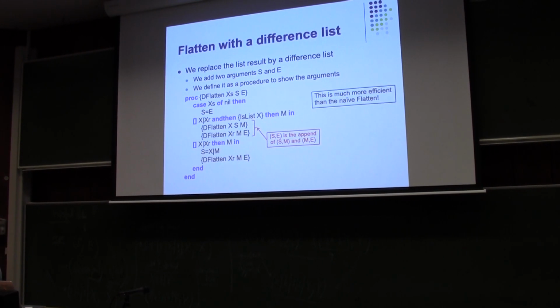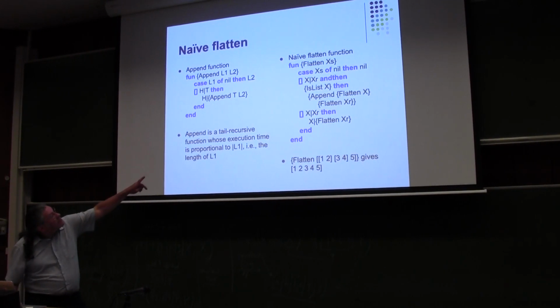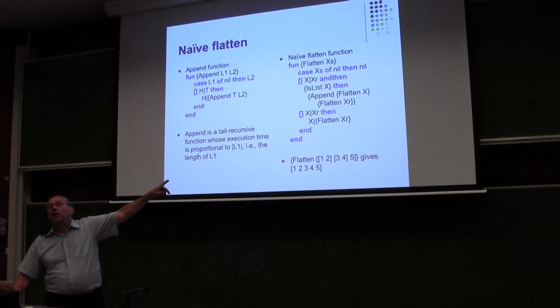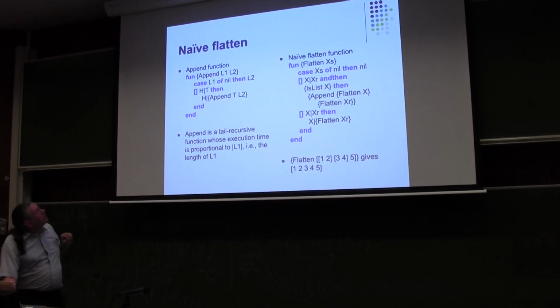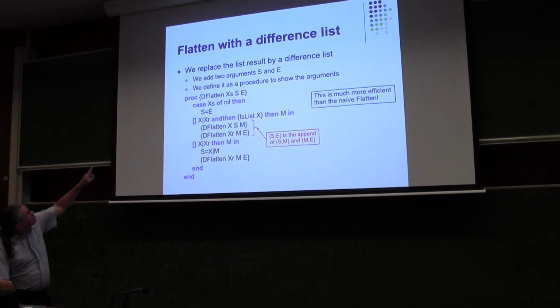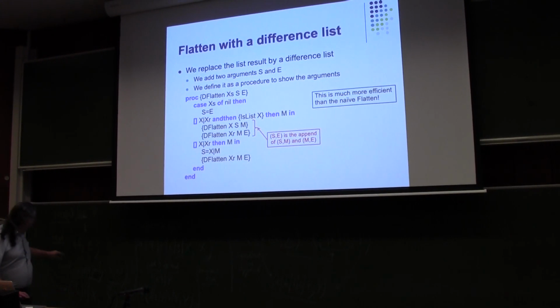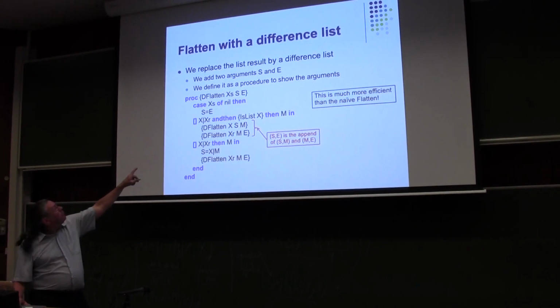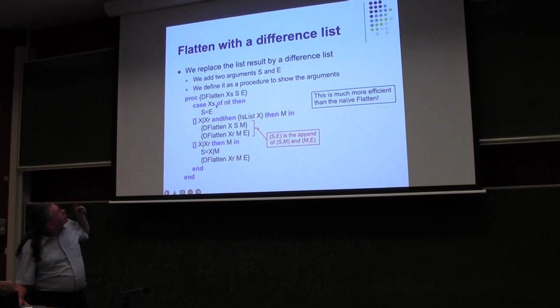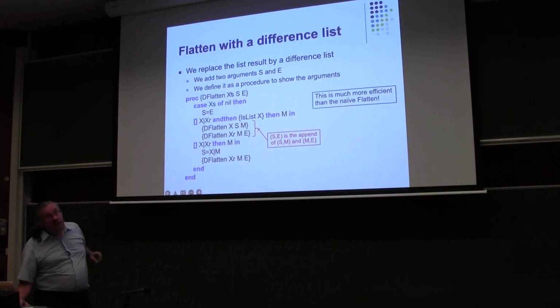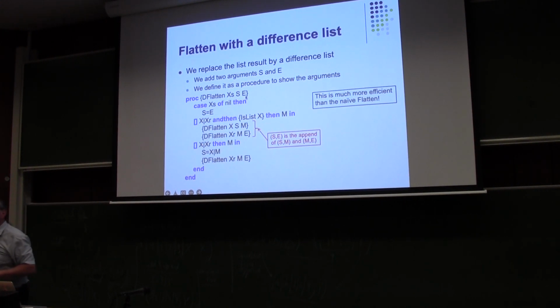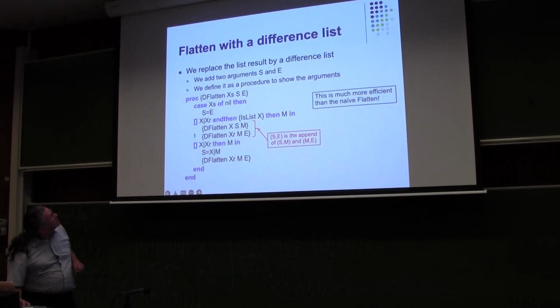Okay? We replace the list by a difference list. So flatten here is a function that returns a list, okay? But to make it really clear, I'm going to turn it into a procedure, and the two arguments, s and e, I'm going to make them arguments. So you see them right here, okay? S and e. So this is the output, xs is the input, and se is a difference list, which is the output, okay? And now I rewrite the three cases.